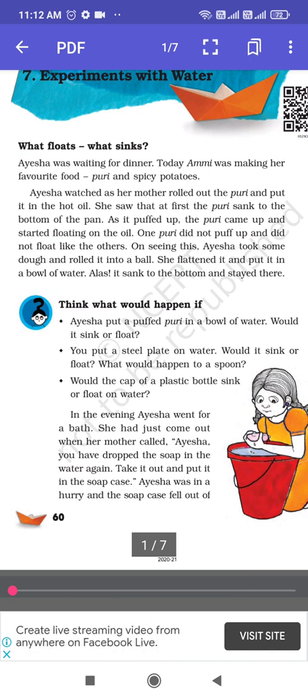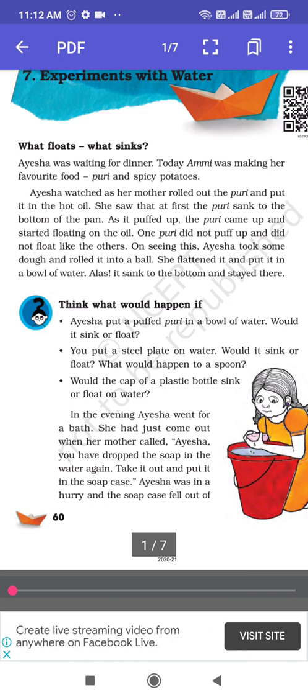Think what would happen if Aisha put a puffed puri in a bowl of water. Would it sink or float? So initially it floats, but as soon as it absorbs water, then it sinks. If you put a steel plate on water, would it sink or float? What would happen to a spoon?